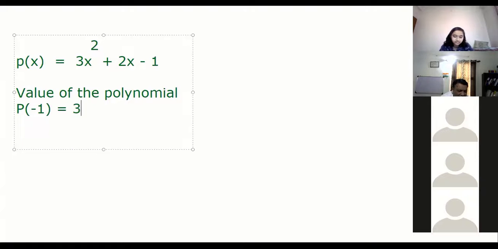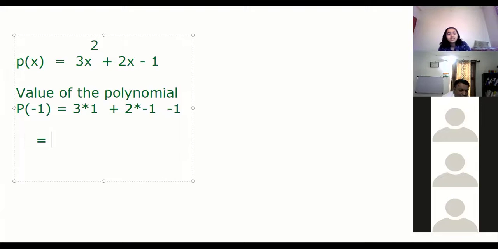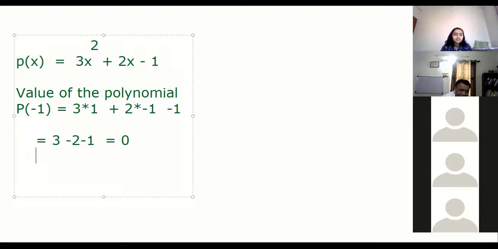Sir, 3 times minus 1 whole square, so 1, plus 2 into minus 1, minus 2, and minus 1. So 3 minus 2 minus 1. 3 minus 2 minus 1. So 3 minus 3 is 0. So the value is 0.